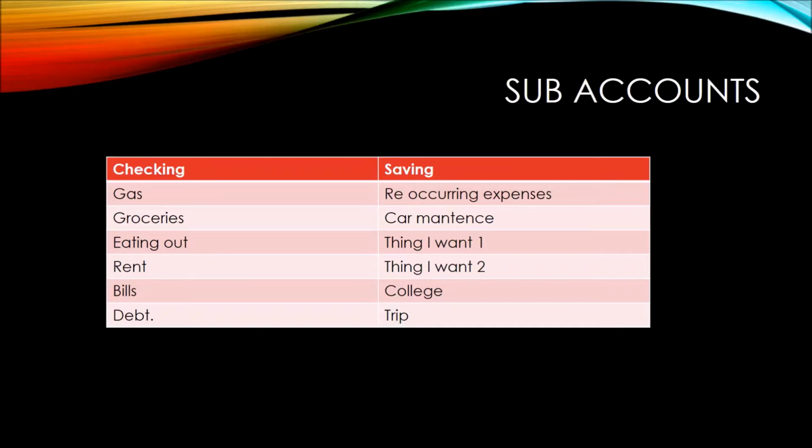Let's take a look at some sub-accounts. These are mainly for your checkings and your savings accounts. As you know, 50% goes into your checkings and 20% goes into your savings. Well, where does this money go? To determine this, we must look at the sub-accounts. This would be gas, groceries, eating out, rent, bills, and debt for checkings. And for savings, recurring expenses, car maintenance, things you want, college, and trips. Having these subcategories already at hand will better you at determining and setting up your budget.